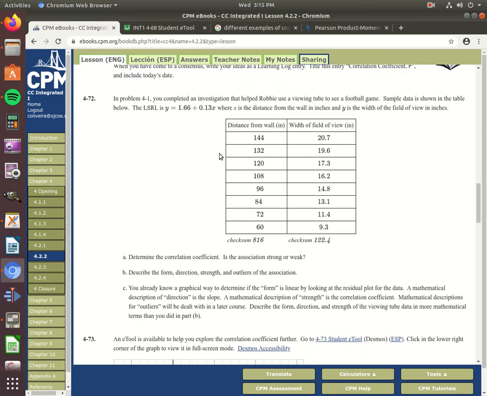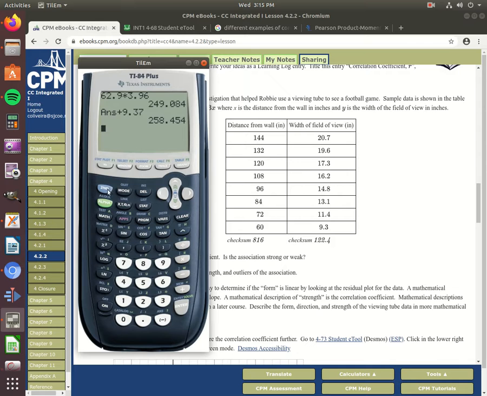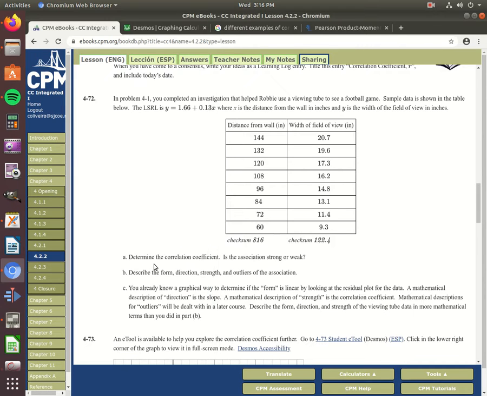So in problem 4.1, you completed an investigation that helped Ronnie use a viewing tube to see a football game. Sample data is shown. We have the LSRL. So it says determine the correlation coefficient and is the association strong or weak. So the first thing I'm going to do is do this in this calculator. So I will turn it on. I will clear the memory, and I will input this data.